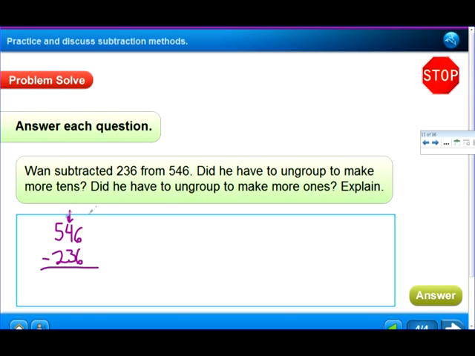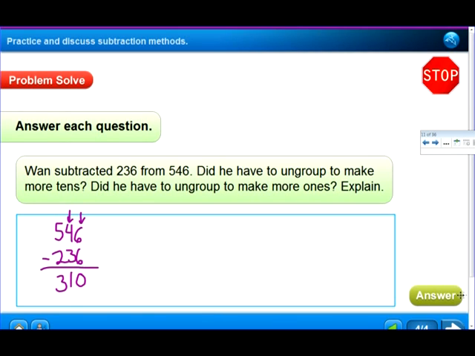Now let's look at the 1s place. Do we have to ungroup to make more 1s? No, because 6 minus 6 equals 0. And so we can continue with our problem. 4 minus 3 is 1, 110, and 500 minus 200 is 310.